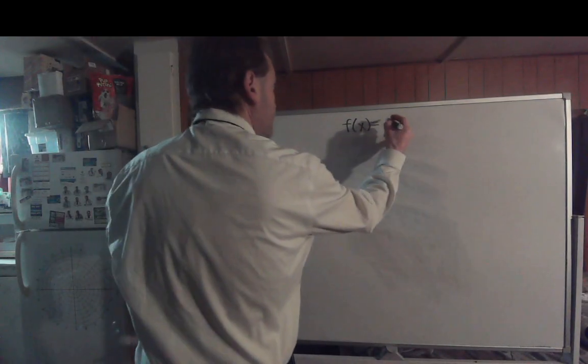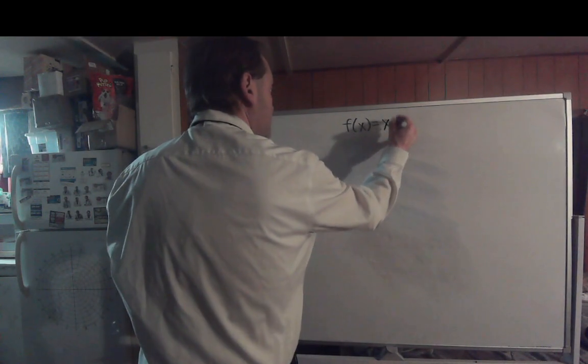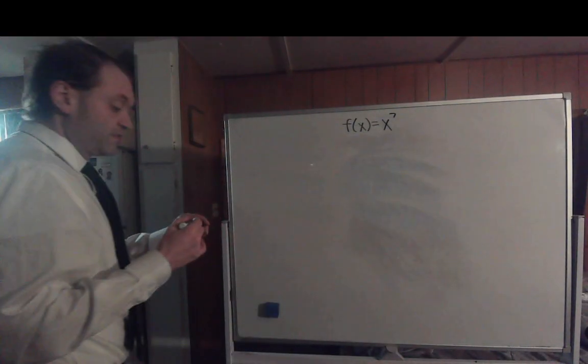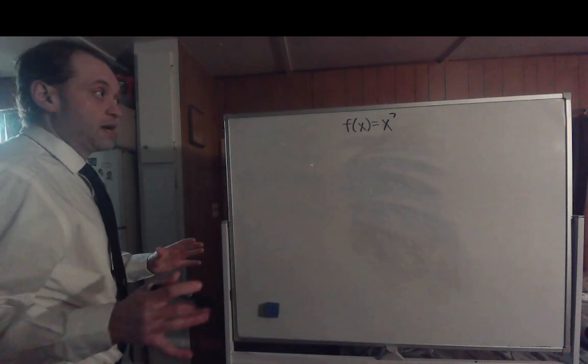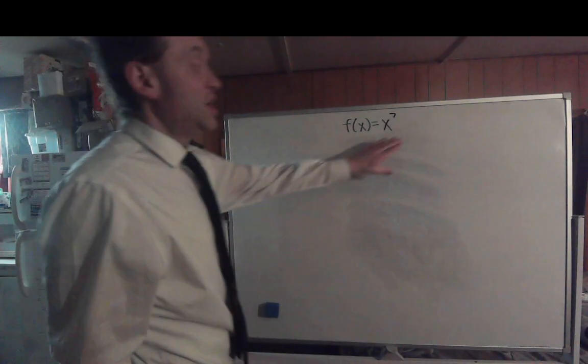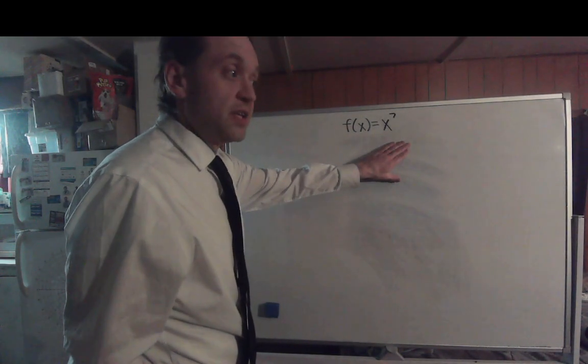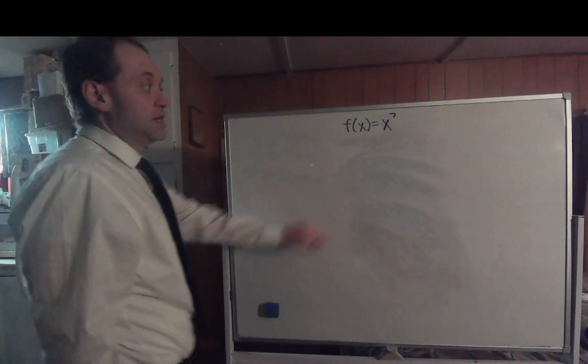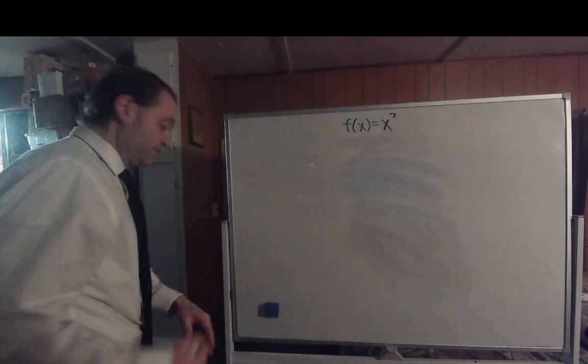Now, what if I give you something like f of x equals x to the 7th power? Well, this is an odd power, so it's definitely 1 to 1. It's an odd power, so this is a 1 to 1 function.